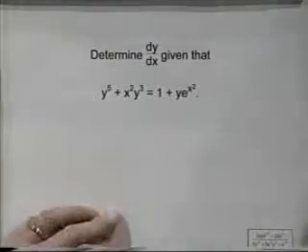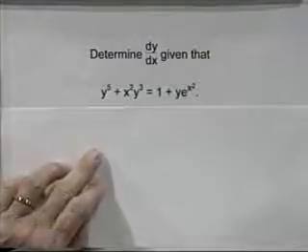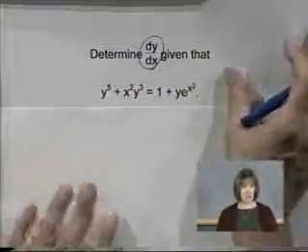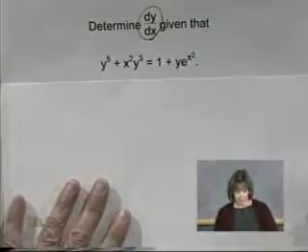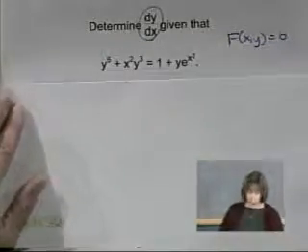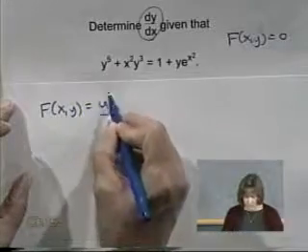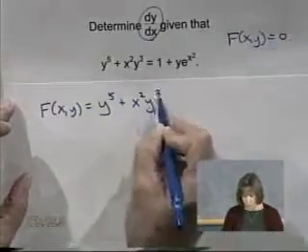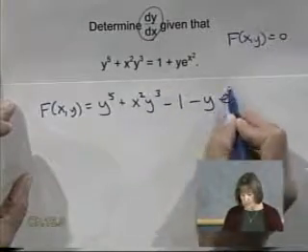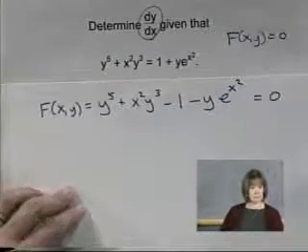So, what if I want to do this? This would be a messy, messy, messy, hideous implicit derivative to give to you guys in Calc 1. But I'm assuming that y is a function of x, and I want to figure out what dy/dx is. First of all, I have to put this in the form of F of x, y equal to 0. So I'm going to let F of x, y be y to the 5th plus x squared y cubed minus 1 minus y e to the x squared. And that indeed does equal 0, because I subtracted everything on both sides.